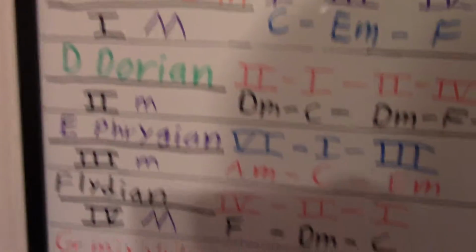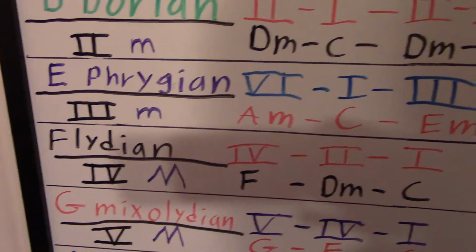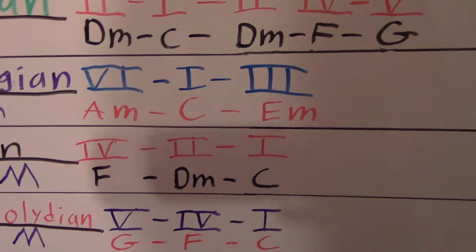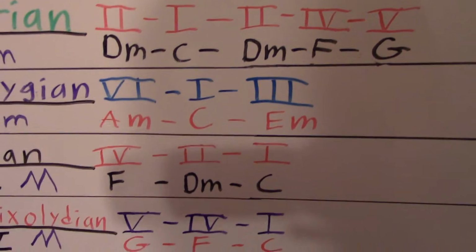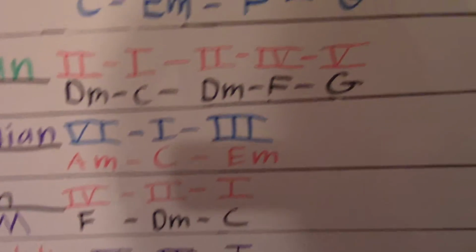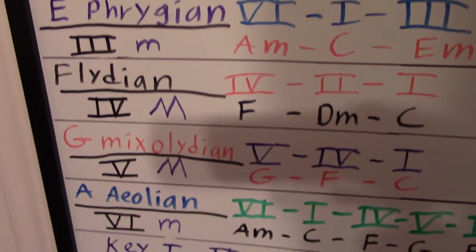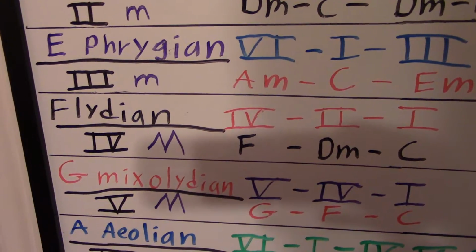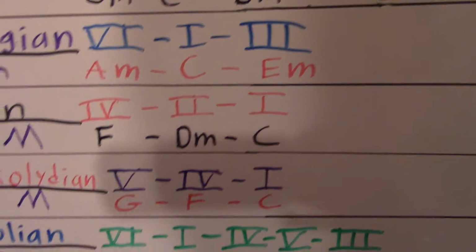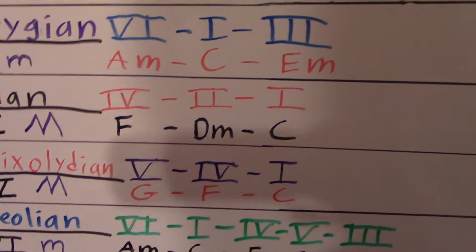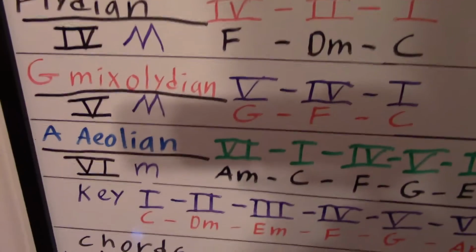So you have to play D minor, C, D minor, F, and G chords to get it to sound like Dorian. Now the third jam track is E Phrygian, and you have a 6, 1, 3 progression, which you play A minor, C, and E minor to get it to sound like E Phrygian. Now mode 4 is F Lydian, so you have a 4, 2, 1 progression. You play F, D minor, and C chords to get it to sound like F Lydian.